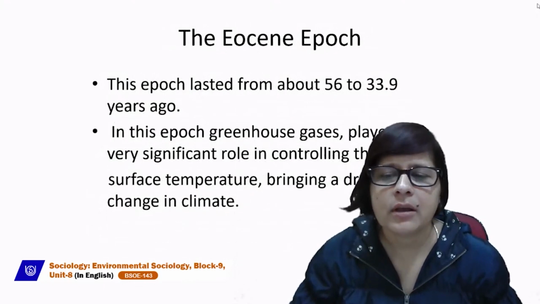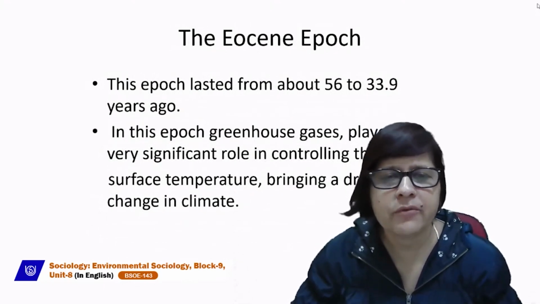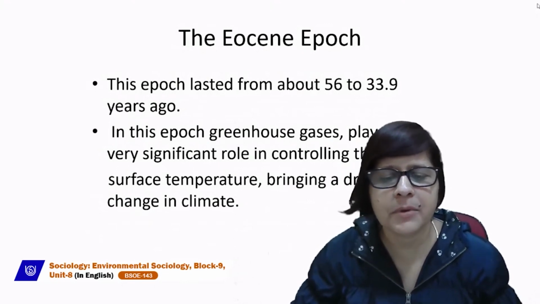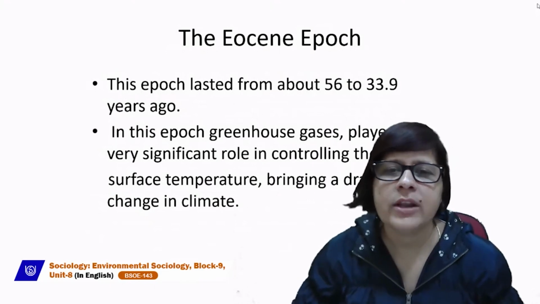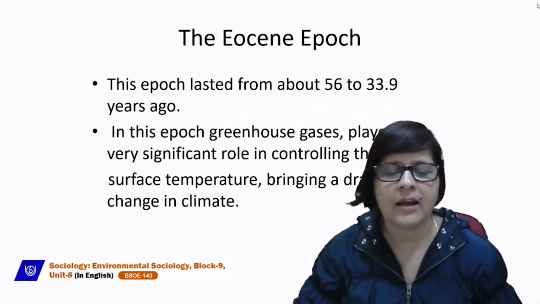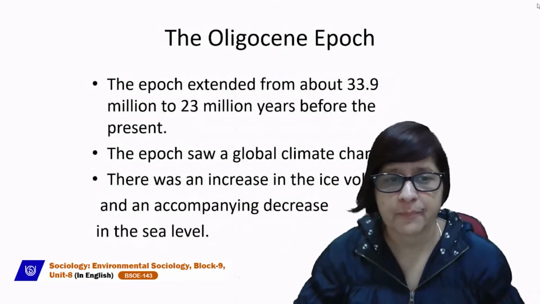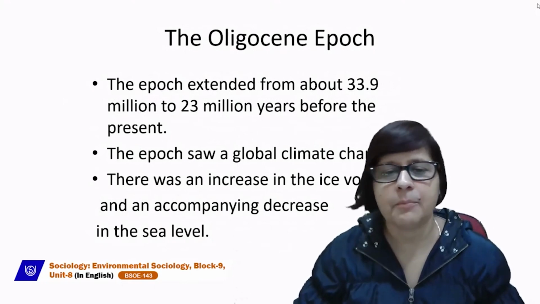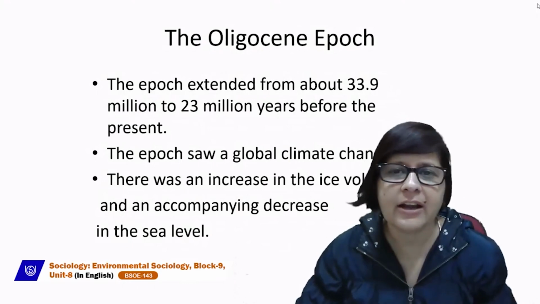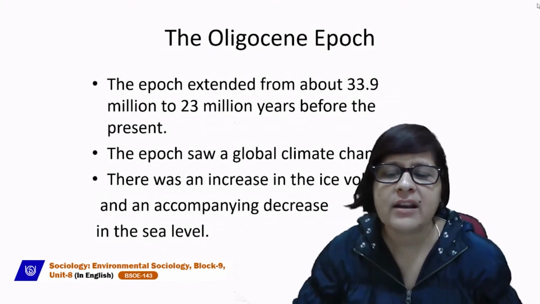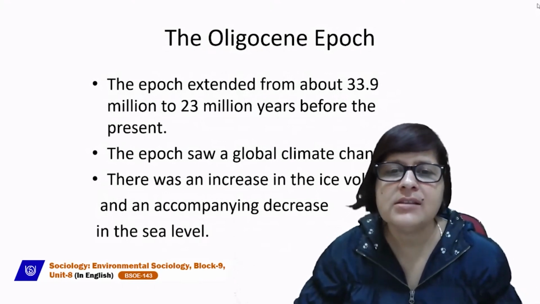The Eocene epoch: there is an impact of the greenhouse gases during the Eocene period. Greenhouse gases played a significant role in controlling the temperature of the Earth, and they are responsible for drastic climatic changes. Then comes the Oligocene epoch. In the Oligocene epoch, there are global climatic changes, and during this there is a rise in the ice volume, but a decrease in the sea level.